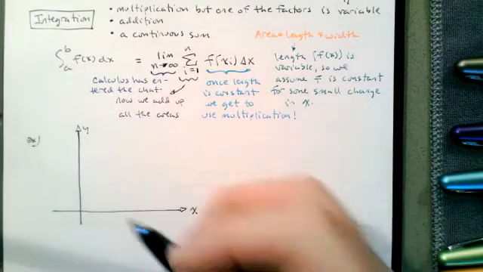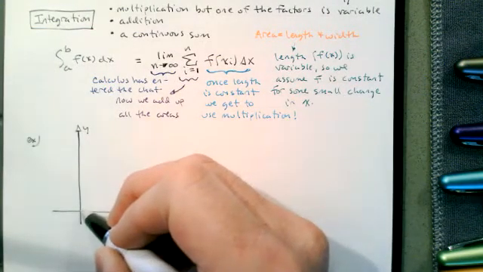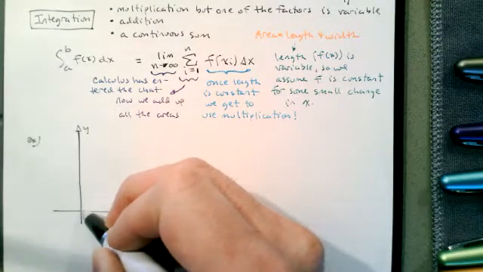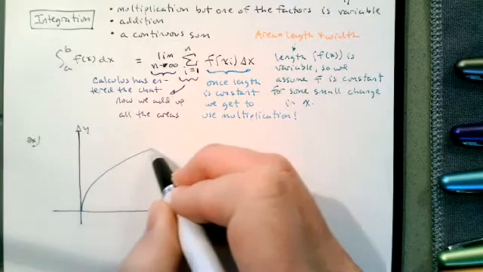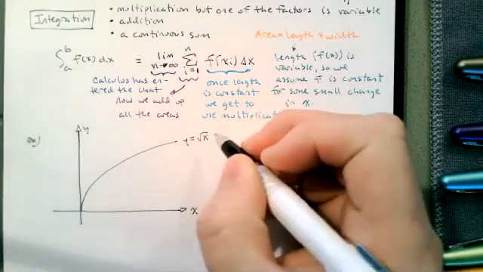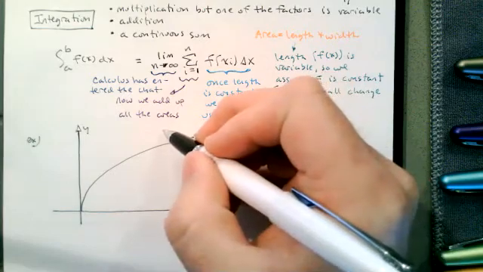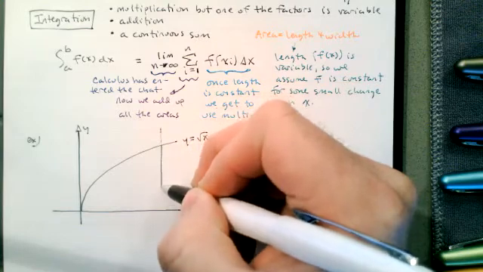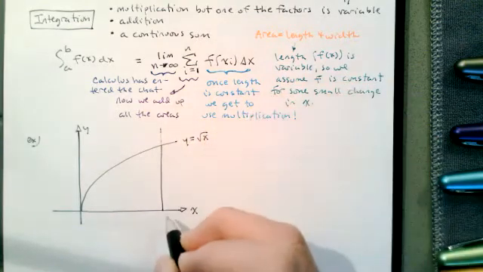Let's say the graph. Let's find the area of the region bounded by the graph of y equals the square root of x, the x-axis, and x equals 9.